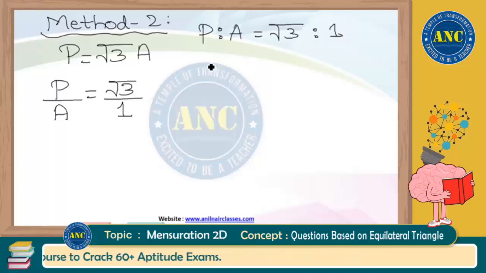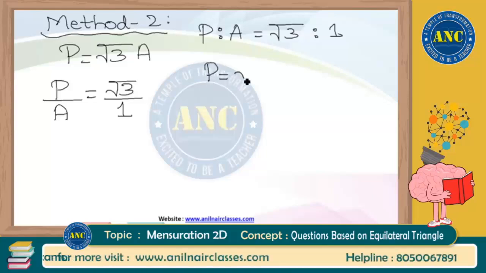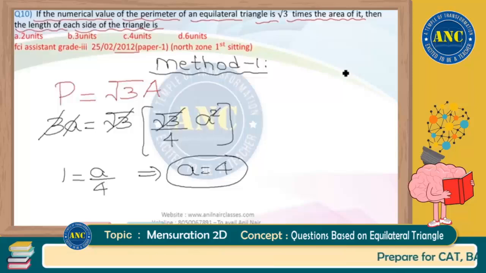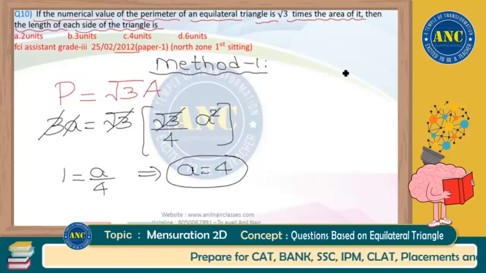What is the meaning of this? The meaning of this is very simple. If the perimeter is root 3, then the area will be 1 unit. But please see the question, sir. It is given in the question.